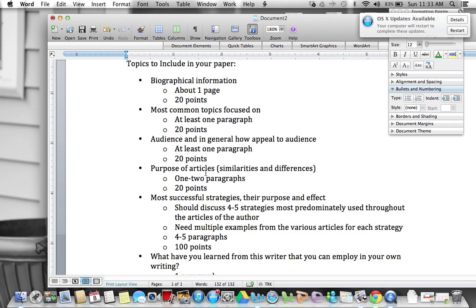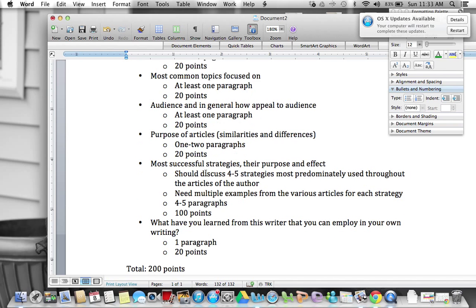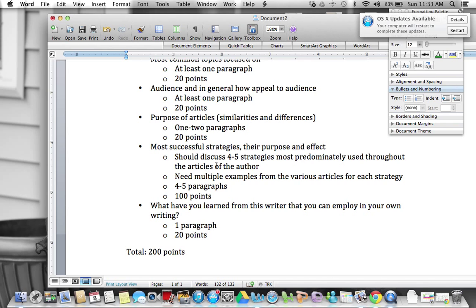The next part is what you should have for Thursday, which is the majority of your paper, which is what are the most successful strategies used by the author, what was their purpose and effect. You need to talk about 4 to 5 of your strategies that were most predominantly used. So let's say you're talking about how the author used logos in multiple articles. So you would need to have evidence from each article that they used this, the purpose throughout, and the effect. So again, this should be about 4 to 5 paragraphs.